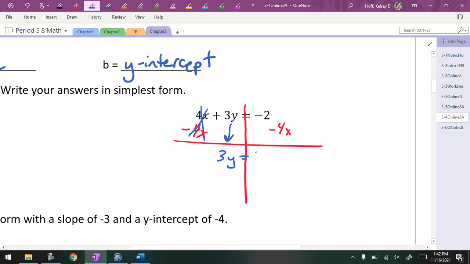Now, can I put -2 and -4 together? Sorry, -2 and -4x together. Why not? Very good. They're not the same. They are not like terms. So we end up with -2 minus 4x.